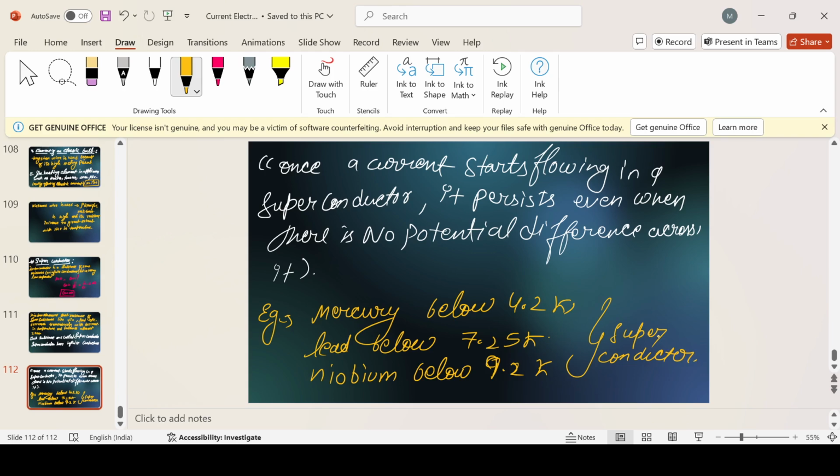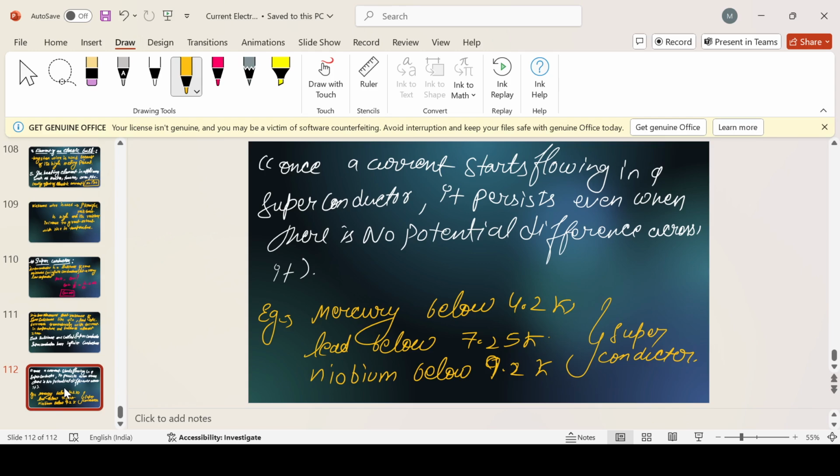Now why can we not use these in wiring and all? What is the reason? Mercury ka to melting point matlab normal temperature mein melt ho jata hai. Temperature cannot be kept constant. Yes, temperature not constant. It is very difficult to achieve that temperature. And that is the reason we have the MRI machine, that is magnetic resonance imaging machines. They use the same technique of superconductors. Okay. Getting my point? So for doing this, we require a very low temperature, which is not possible.